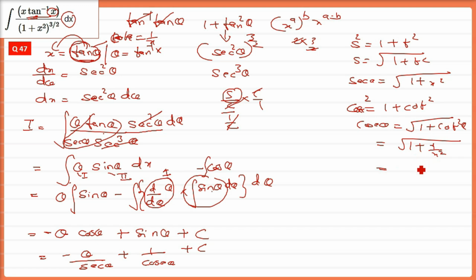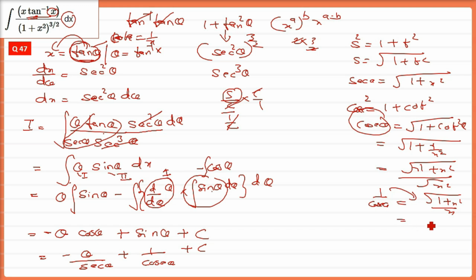So this will give you x square plus 1 by x square under root, actually it's x square plus 1 by x square under root. So you will get under root 1 plus x square by x. But we are dealing with 1 by cosec theta. So just invert this. So this has to be written as x by under root 1 plus x square.